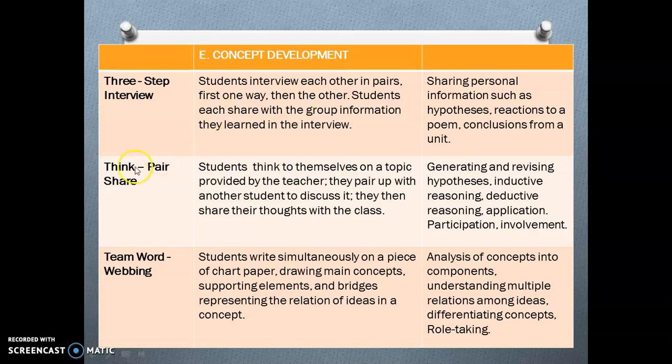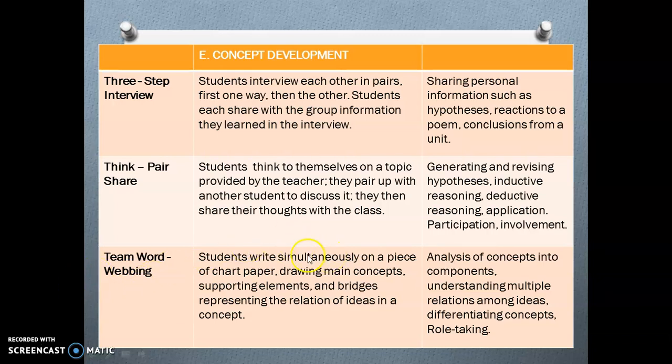Okay, so next is the think, pair, share. Ito yung pinaka-common, no? Actually, common mo po din siyang interview. Think, pair, share is that you will ask them a question. Okay, so what is solid? So you will allow them to think of what is a solid, and then they will look for a pair, and then they will share with each other kung ano yung thoughts nila about sa solid. Okay, that is think, pair, share. Again, ask the question first, then they will look for their pair, and then they will share their ideas with each other.